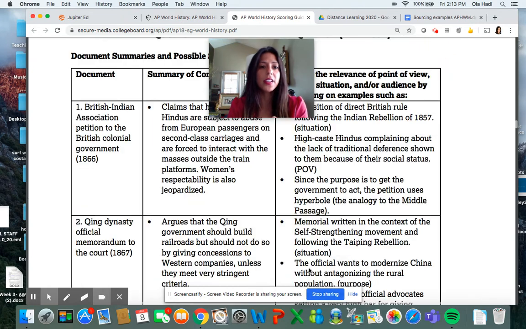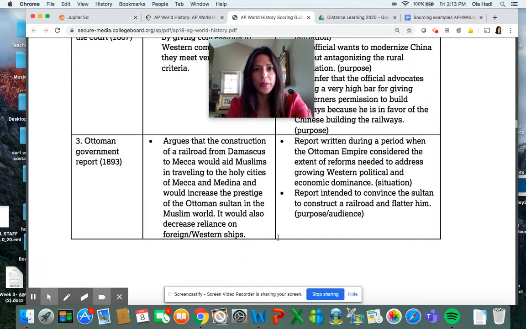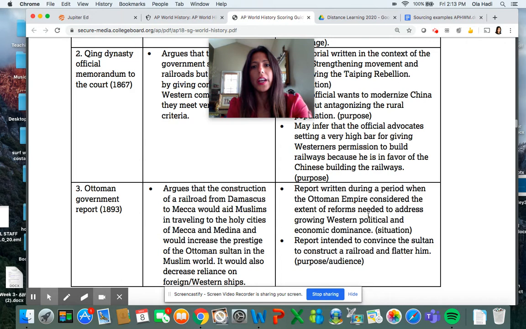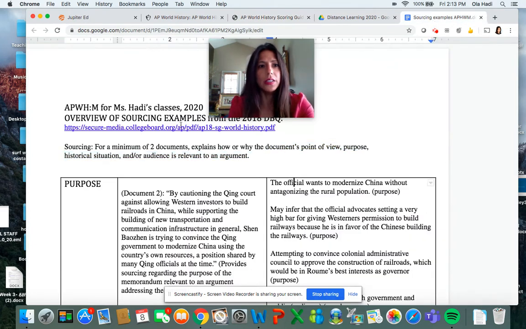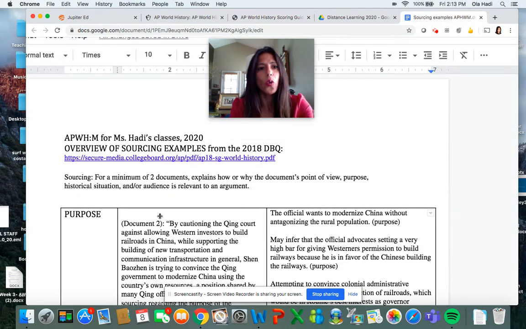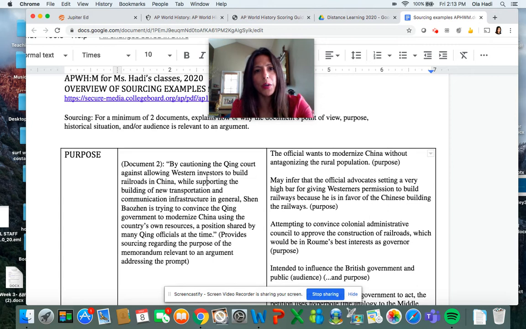So I basically looked at all the different documents from the 2018 DBQ, and I was like, okay, I'm going to put this in the purpose box, put this in. What you are going to have access to is this document here, where I show you how you could source for purpose. On the left-hand side, you wouldn't have to put document 2 in parentheses right before; you could say in document 2 it shows, or put document 2 after when you're citing it on the AP test. But it has a real sentence that does this.